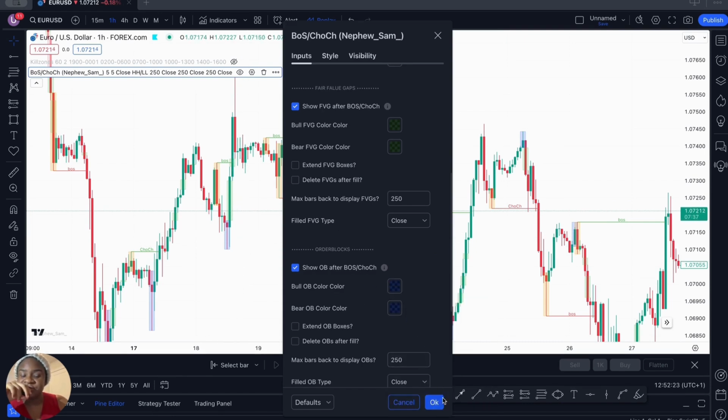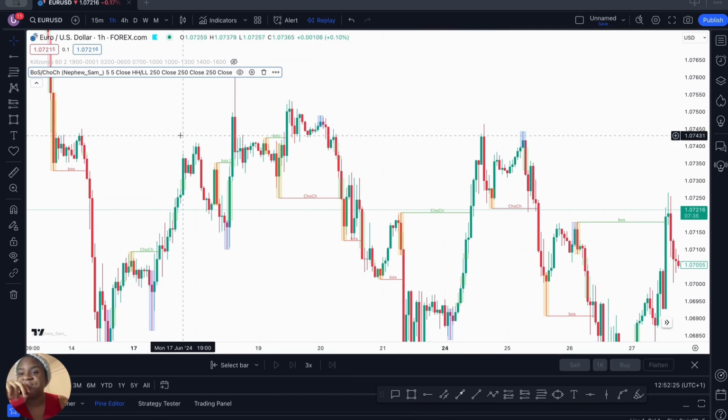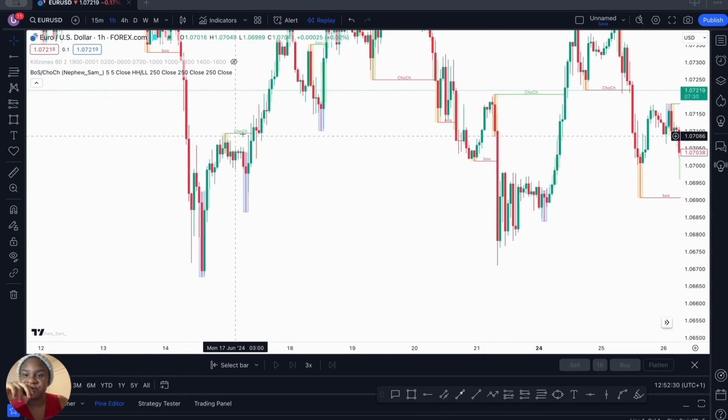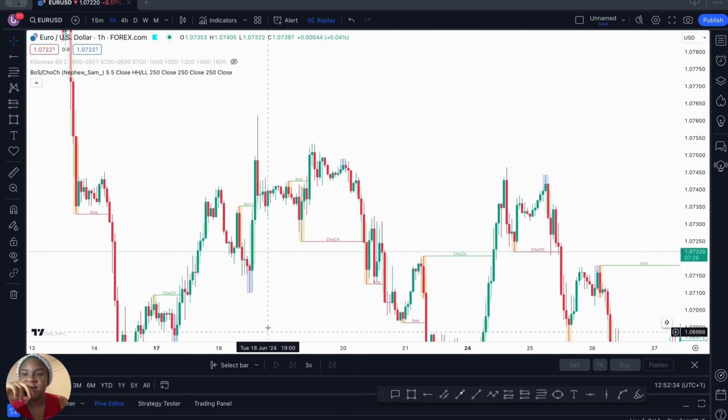For those that are still growing and are still struggling with knowing how to mark market structure, this is how it's being done. You mark your structure here, change of character, swing points being broken here, order block. That's the first indicator I want to introduce to you.